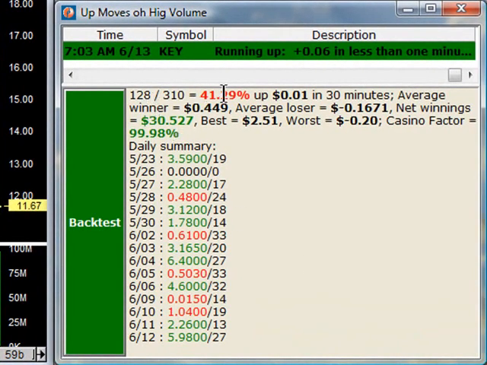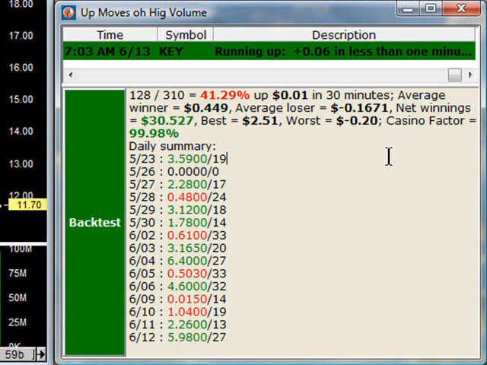Okay, our percentage went down a little bit from 48 to 41, but take a look at our net winnings. We've almost doubled the amount of money that we made by sticking with good, hard money management rules of not letting the losers run against us. Look at the difference between the average winner and the average loser.